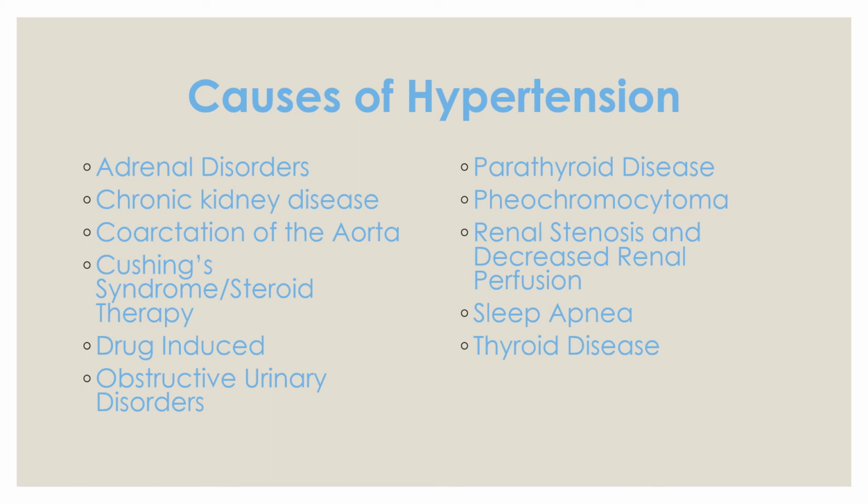Parathyroid disease can cause hypertension. Pheochromocytoma is actually a disease of the adrenal glands where they produce too much epinephrine and norepinephrine and cause what we call malignant hypertension, which is hypertensive crises where the blood pressure is usually in the 300s over 200s and is very difficult to control.